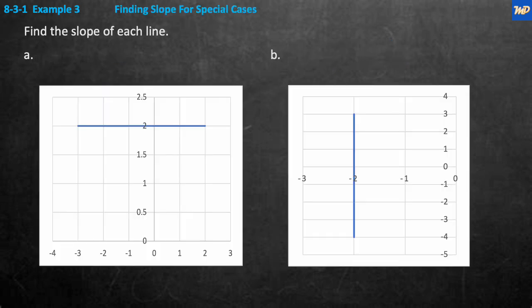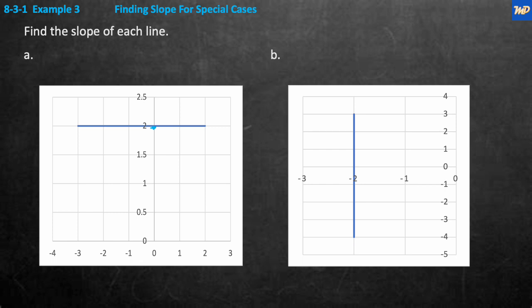Okay, example 3, finding the slope for special cases. And these are special cases for sure. So let's look at the first one here in A. It shows this little graph, this graph paper, and a horizontal line running through the number 2. Right here it goes through 2, so we know at what height this is. But what it wants us to do is find the slope.